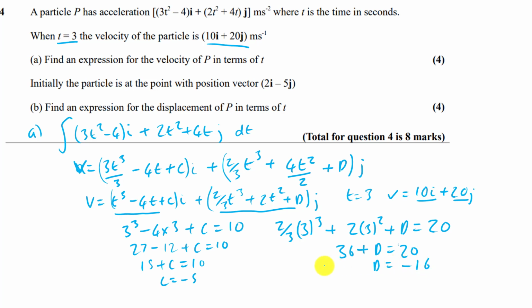Right, and then we can write out the velocity, and I'm just going to write up here. Find expression of the velocity in terms of t. So v equals t cubed minus 4t minus 5 i, plus what we did for the other one, so 2 over 3 t cubed plus 2t squared minus 16 j, and you've done it, and that's the 4 marks that you can all get. Are we happy with that?